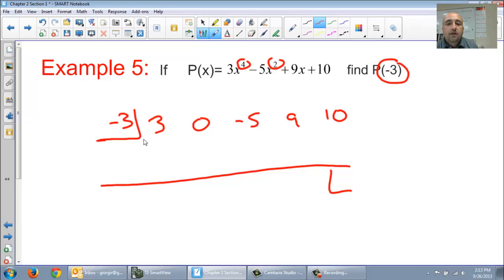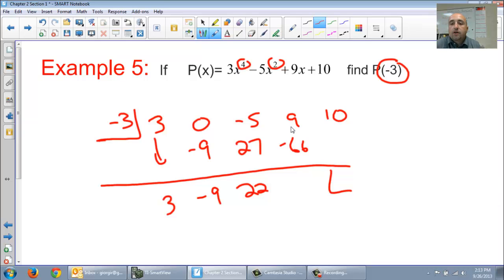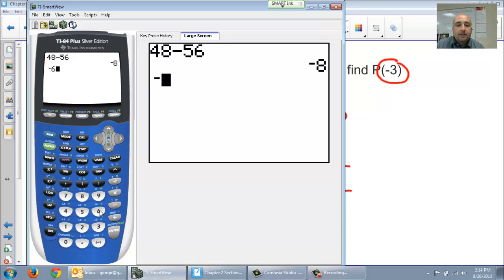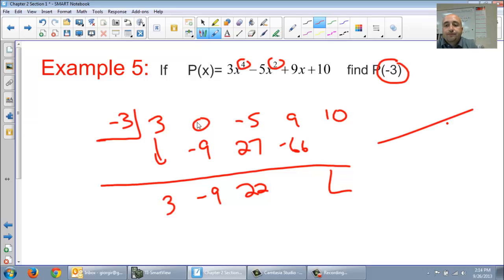Okay, so let's do this. Bring down the first number, 3. 3 times negative 3 is negative 9. 0 plus negative 9 is negative 9. Negative 9 times negative 3 is 27. Negative 5 plus 27 is 22. 22 times negative 3 is negative 66. Negative 66 plus 9 is what? For those of you who don't believe me, negative 66 plus 9 is equal to negative 57.